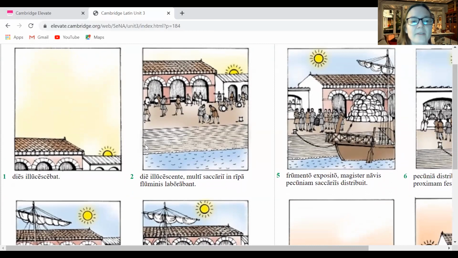Dies illucescebat, the day was growing bright. Number 2, Die illucescente, multi saccarii in ripa fluminis laborabant. Those guys up there are the saccarii. They're dock workers. So many dock workers were working on the bank of the river, in ripa fluminis. So the only 2 words I didn't talk about, Die illucescente, that is my ablative absolute.